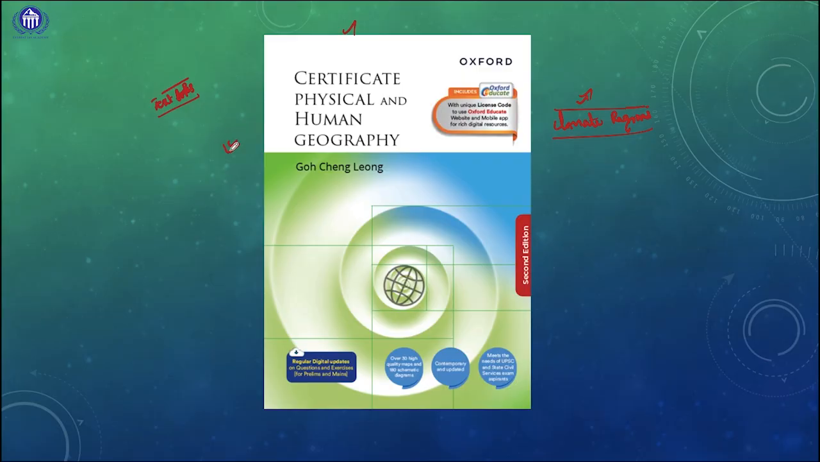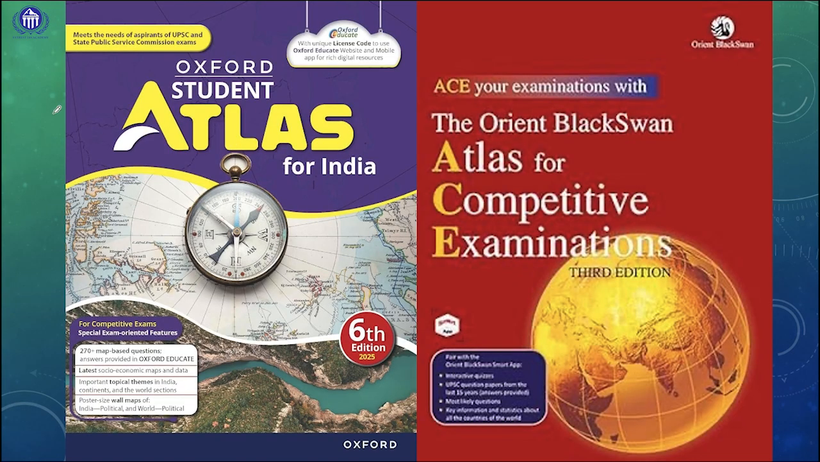And when it comes to map making, this is where in recent times most of the questions have been asked in the geography segment in the preliminary examination. So for Indian geography, Oxford Student Atlas will be very helpful. And when it comes to world geography, Orient Blackswan will be very helpful, students. So order these two atlases and try to keep the latest edition with you.